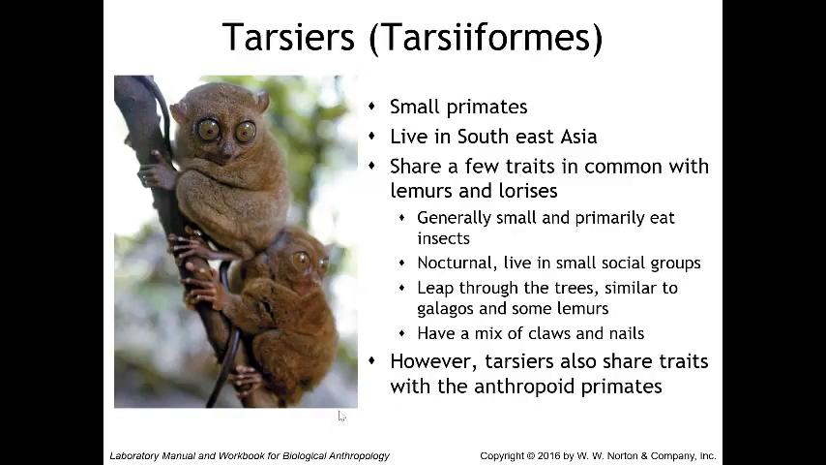Next we have the tarsiers. Tarsiers are small primates. They live in Southeast Asia. They share a few traits in common with our lemurs and our lorises. Those being they're small, primarily eat insects. They're nocturnal, live in small social groups. They leap through the trees, similar to our galagos and some of our lemurs, and they have a mix of claws and nails. However, the tarsiers also share traits with the anthropoid primates, and this is why there is debate on where they truly lie.